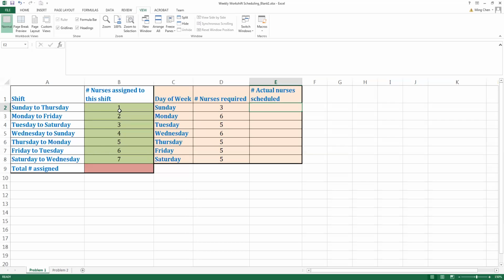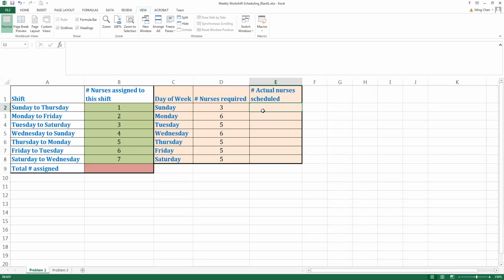So based on our discussion, we want to figure out the total number of nurses who will be working on Sunday. It's the one person working from Sunday to Thursday, plus the person working from Wednesday to Sunday, which is 4 people, plus the ones working from Thursday to Monday, 5 people, plus the ones working from Friday to Tuesday, 6 people, plus the ones working from Saturday to Wednesday, 7 people. So basically, it's a sum of 1 plus 4 plus 5 plus 6 plus 7.